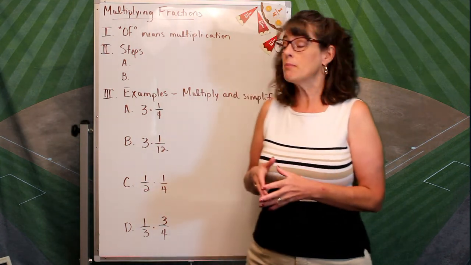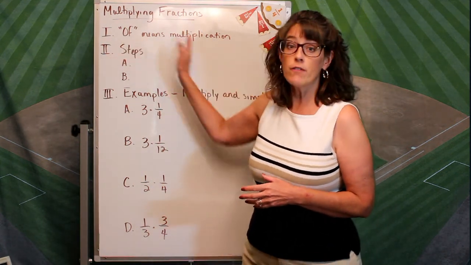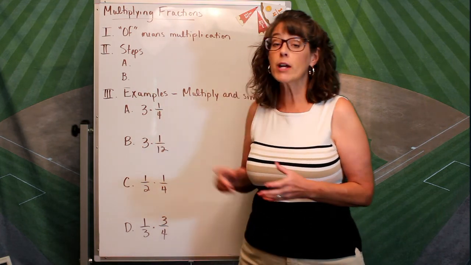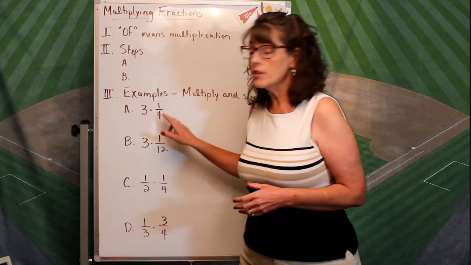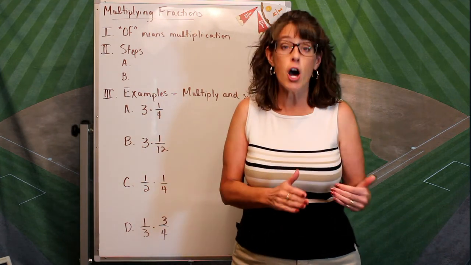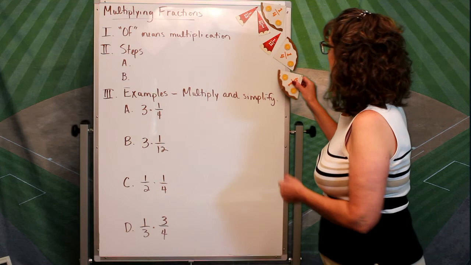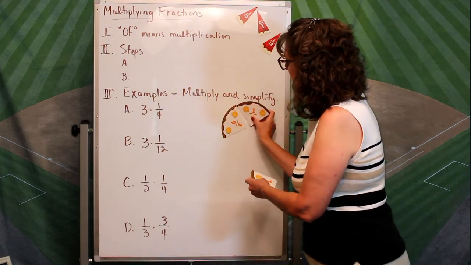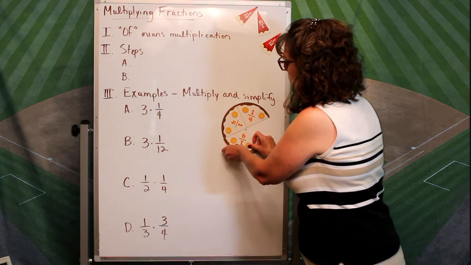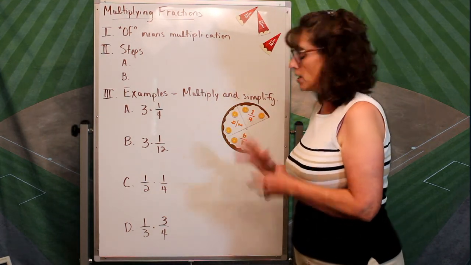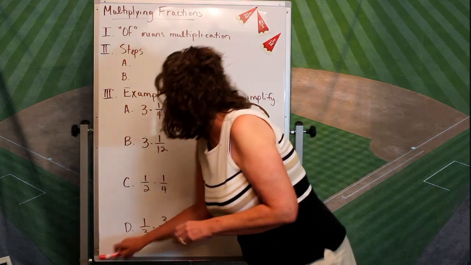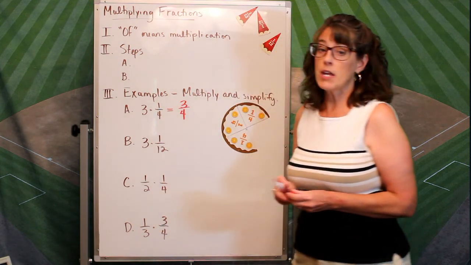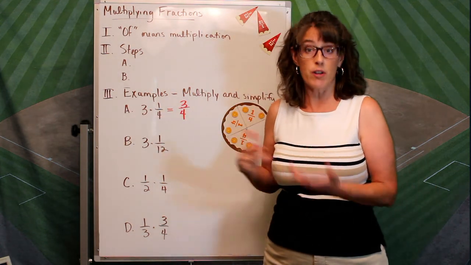But remember, I said that in math, multiplication and the word of go hand in hand. They mean the same thing. So I can read this as 3 times 1/4, or I can read it as 3 of these 1/4 pieces. Well, I've got 3 of these 1/4 pieces sitting right here. So when I put these 3 pieces together, what I come up with is 1, 2, 3, 3/4 as my answer. So 3 of these 1/4 pieces will give me 3/4. In other words, 3 times 1/4 will give me 3/4.